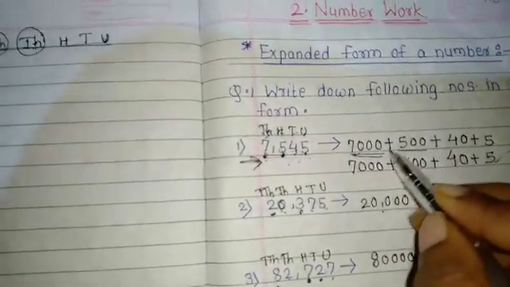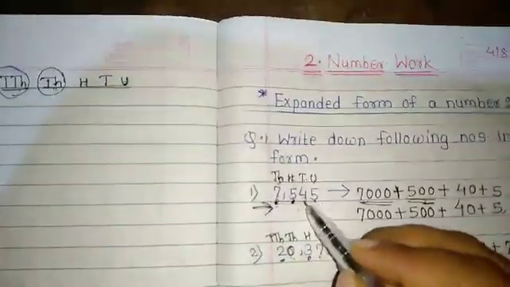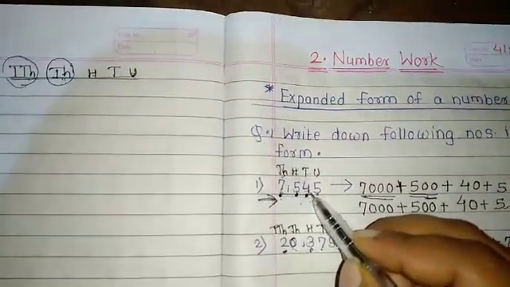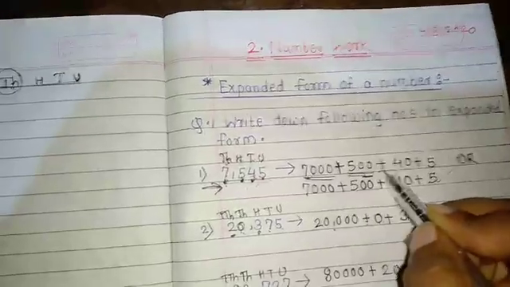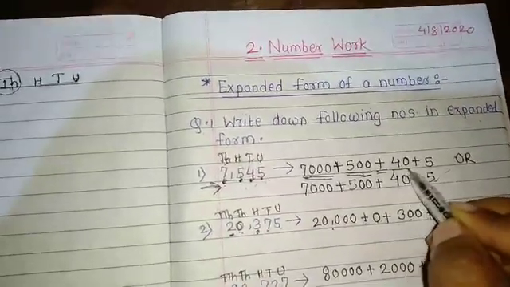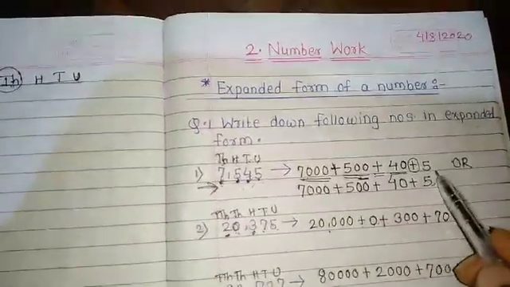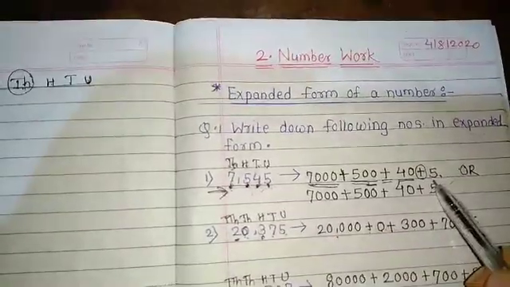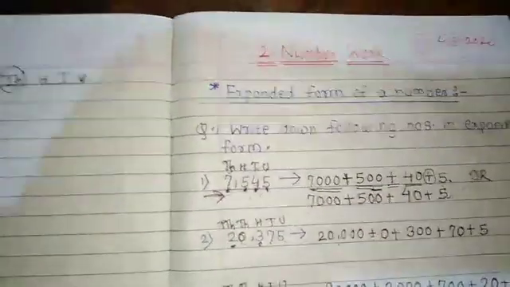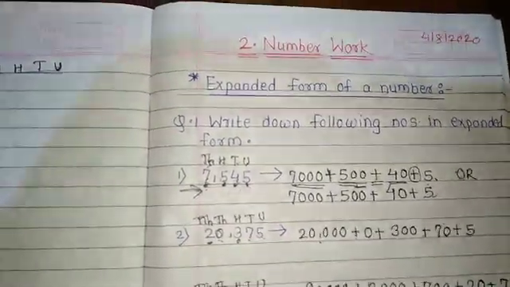So we are writing here plus. After 7,000 we are putting an addition sign, then we are writing 500. The third digit, that is 4, is at the 10 place, which means 40. So we are putting an addition sign here, and after that we are writing 40. Then put an addition sign and then write down the last digit, which is at the unit place, a single digit. So likewise you can expand the given number by their place values.